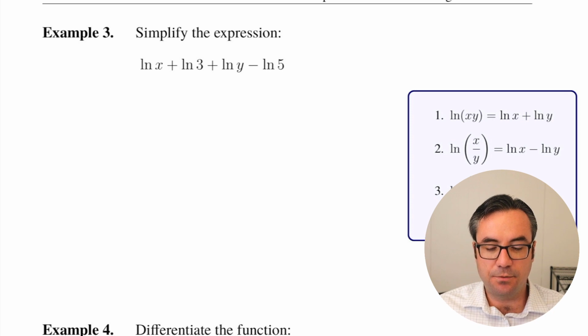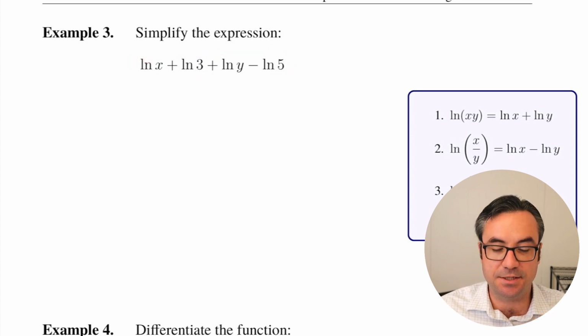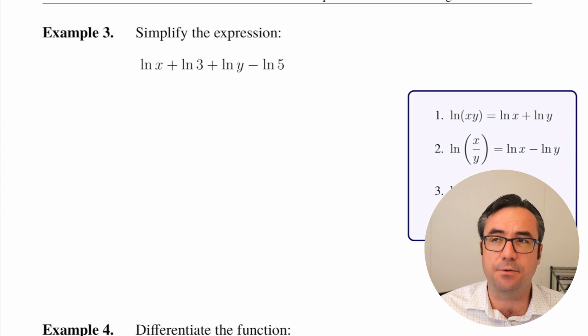So let's look. In example 3, we have this expression: natural log x plus natural log 3 plus natural log y minus the natural log of 5. So first thing, we want to look for any constant multiples. So I don't see anything here, here, here, or here. So we're good. Constant multiples aren't an issue. And then from there, I see an addition sign here, and then subtraction. So we can just work our way right down.